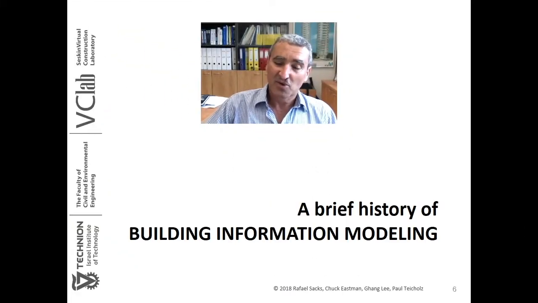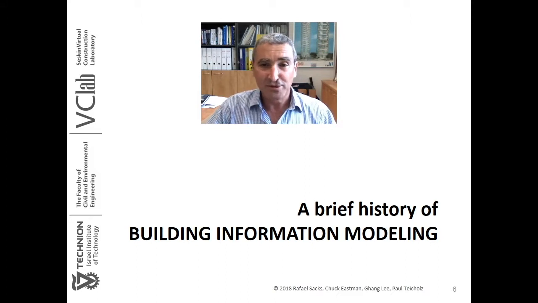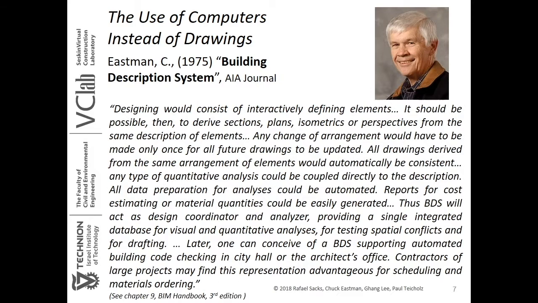Now let's perhaps have a quick look at building information modeling itself. One of the most significant papers concerning the concept of building information modeling was called The Use of Computers Instead of Drawings. And Chuck Eastman, one of our co-authors, wrote this paper in 1975 in the AIA journal, American Institute of Architects. Some of the things that he said here were extremely prescient.